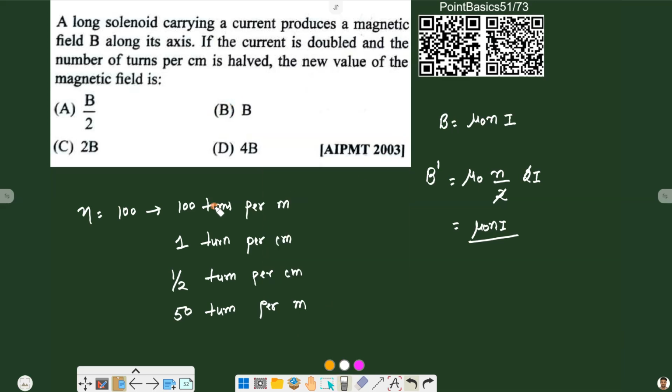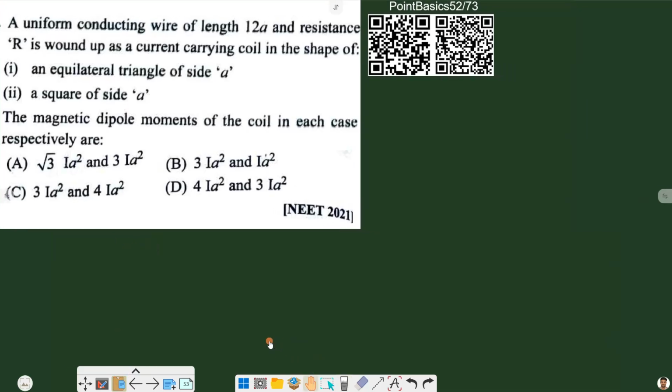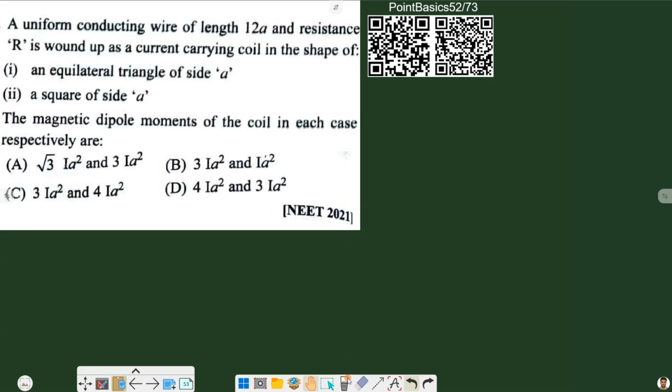Let's move to the next one. A uniform conducting wire of length 12A and resistance R is wound up as a current carrying coil in the shape of an equilateral triangle of side A and a square of side A. We have to find the magnetic dipole moment of the coil in each case. So here we will discuss two cases. First we have a coil in the shape of a triangle, and then we have a square. So let's start with the triangle.